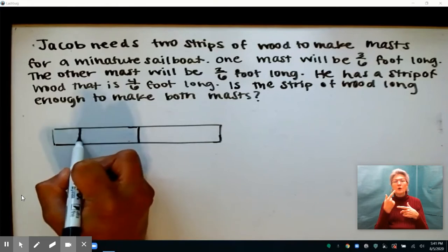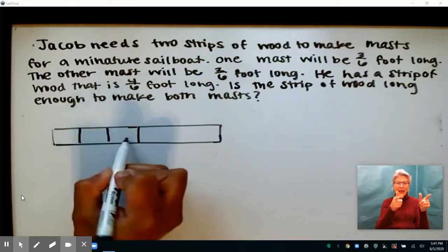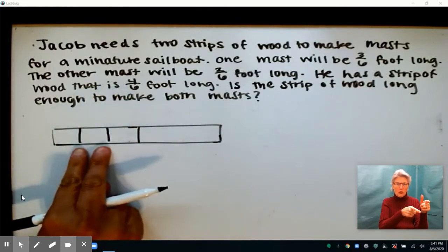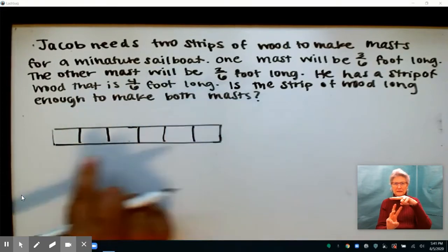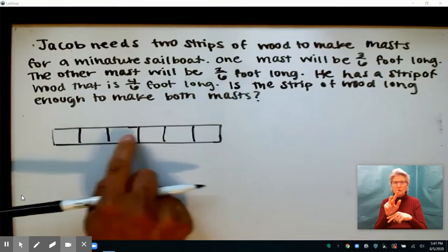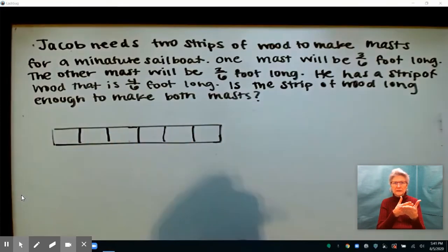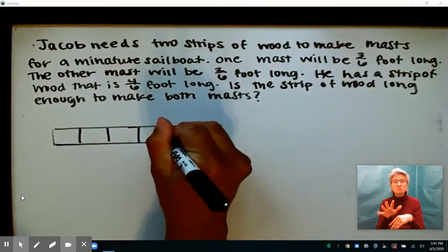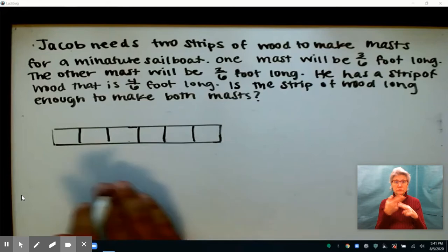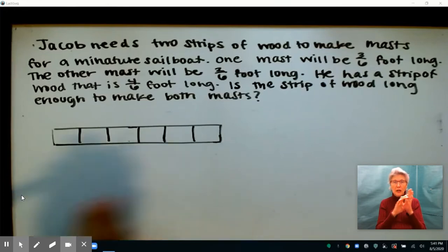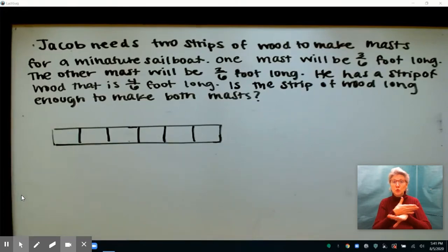It doesn't have to be perfect because this is just a diagram for myself. And then I'm going to split each of those halves into 3 pieces by drawing 2 lines. So I'm going to do that on this side as well. And now I have a rectangle that has 1, 2, 3, 4, 5, 6 parts that are pretty equal. Again, they're not perfect, but that's okay for our case right now. Next, I'm going to use this model to help me figure out how much wood Jacob needs in total.